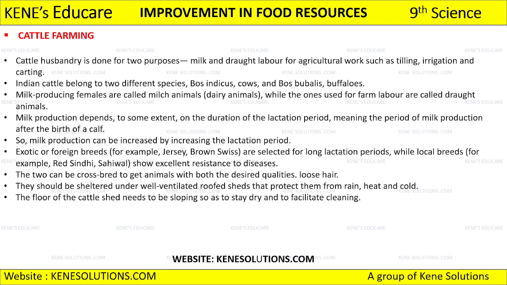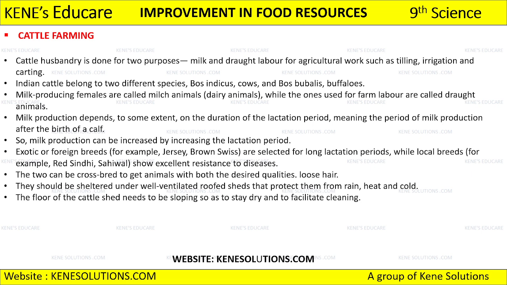Then after that we have exotic or foreign breeds. For example, Jersey and Brown Swiss are selected for long lactation periods, while local breeds like Red Sindhi and Sahiwal show excellent resistance to diseases. So we have some Indian breeds and we have foreign breeds as well. Indian breeds are used for making them resistant to diseases, whereas foreign breeds are chosen for long lactation periods. So the two can be crossbred to get animals with both the desired qualities.